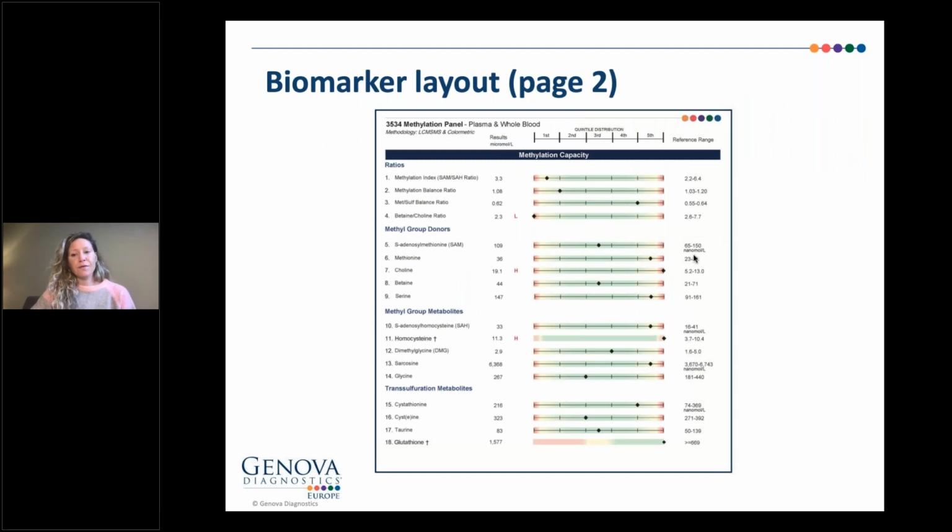The second page of the report consists of the biomarker results, and as you can see, the biomarkers are grouped based on their significance to the methylation panel. You have the ratio section at the very top, the methyl group donors secondly, then methyl group metabolites, and then the transsulfuration metabolites at the bottom. The patient's results are listed in the first column and are accompanied by either an L or an H flag if the results, of course, fall outside of the reference range.